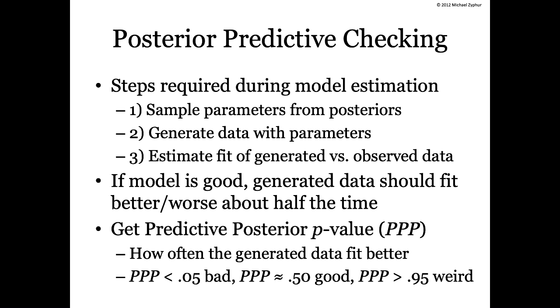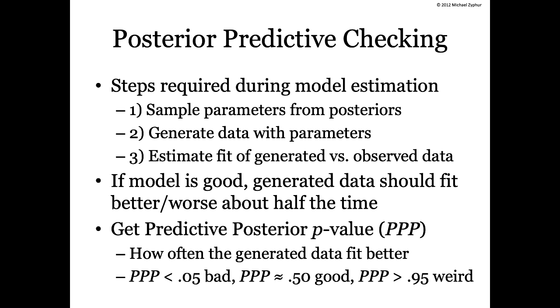If the model is good, the generated data should fit better or worse about half the time. There should be no difference statistically. It should be like flipping a coin, which one you use, for example. And that's what this posterior predictive p-value tells you. So that should be around 0.5. And as it goes down, it means that your model doesn't fit as well. The data generated from your model's parameter estimates doesn't look like the observed data. And if your model fits the observed data well, that should not be true. Okay, so that's basically it.